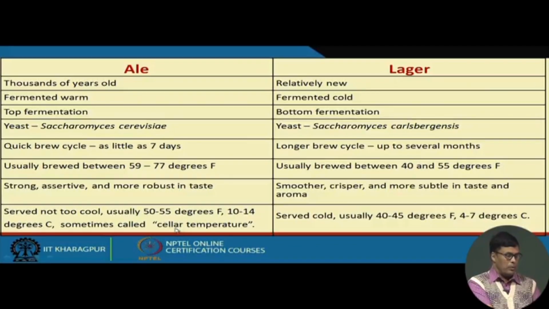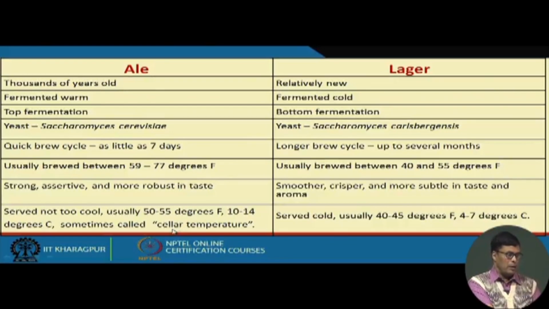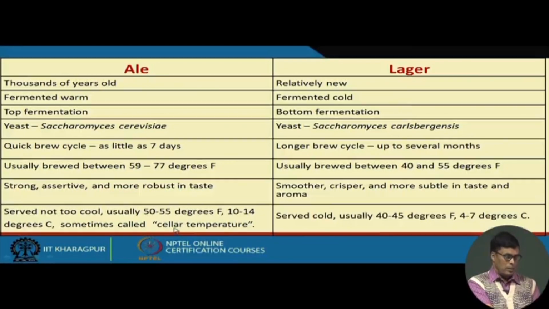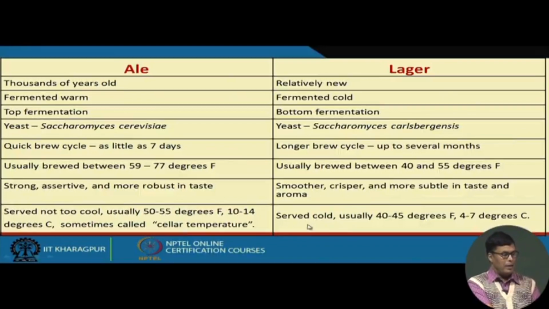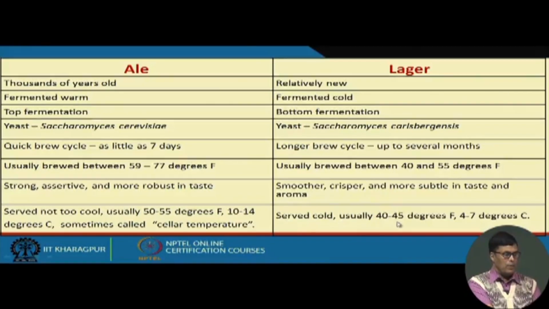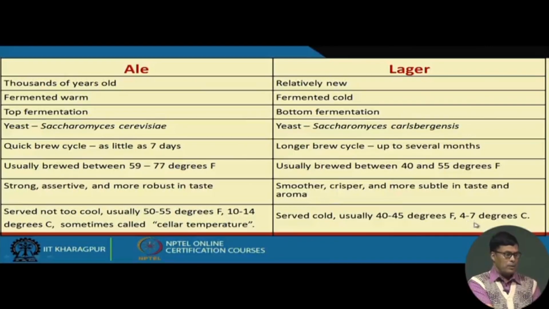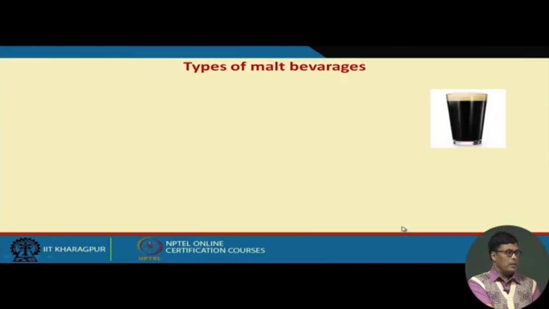Cellar, I want to tell you, is nothing but an underground tank that is used for storing alcoholic beverages for maturation. And lager is served cold, usually 40 to 45 degrees Fahrenheit, which is equivalent to 4 to 7 degrees centigrade.